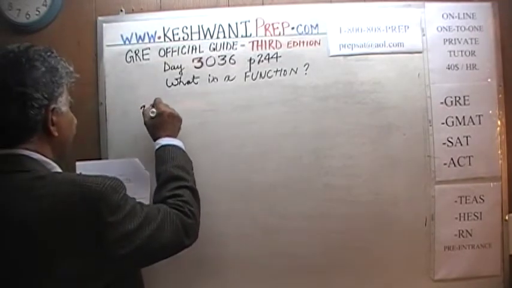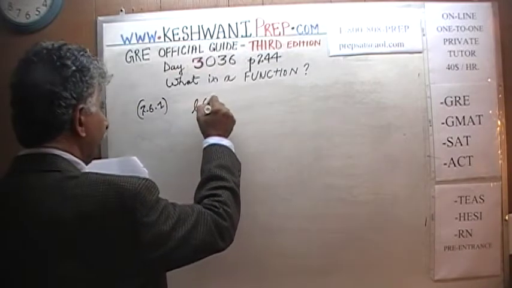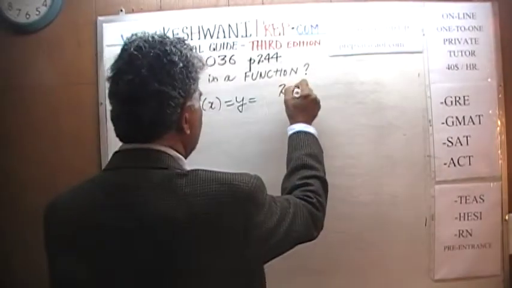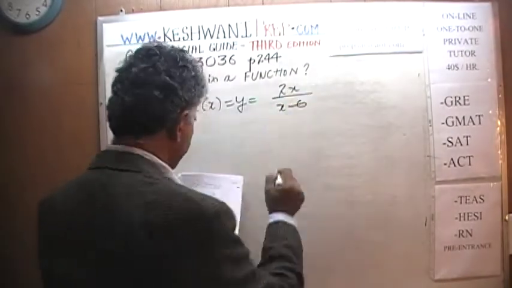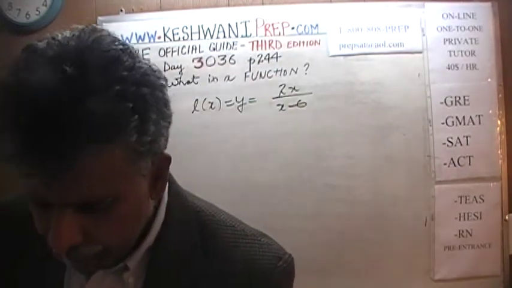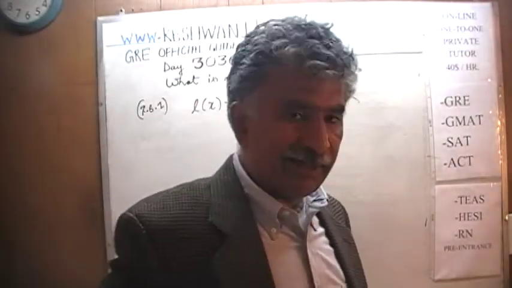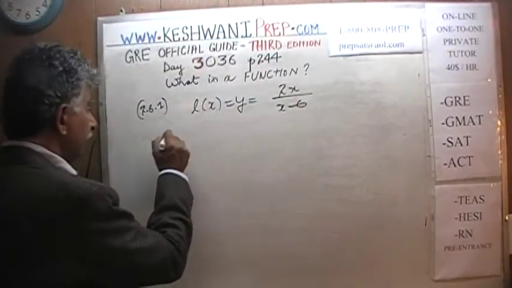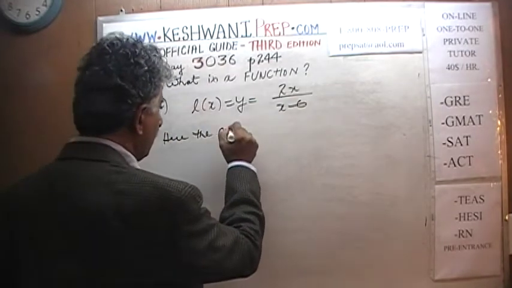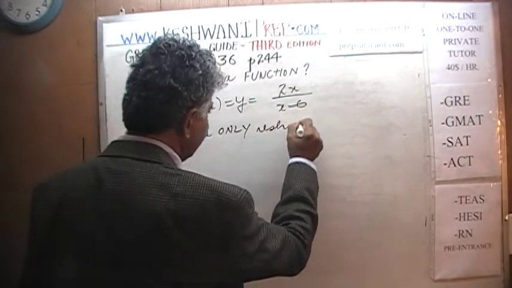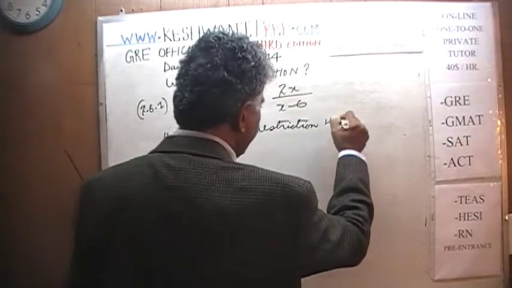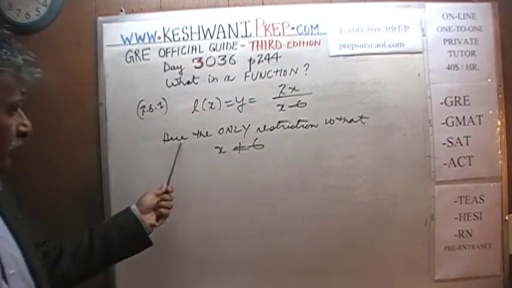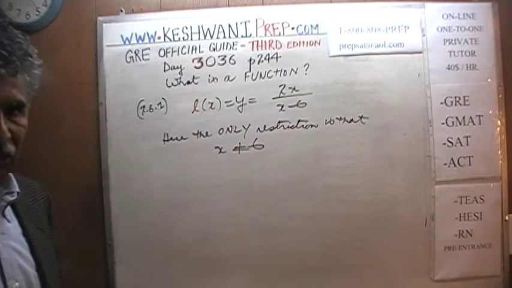So 2.6.1 would be L of X, which is equal to Y, and which we are told is 2X over X minus 6. Are there any restrictions here on X? Are there any values that X is not allowed to take? The answer is yes, there is one restriction. Here, the only restriction is that X cannot equal 6.